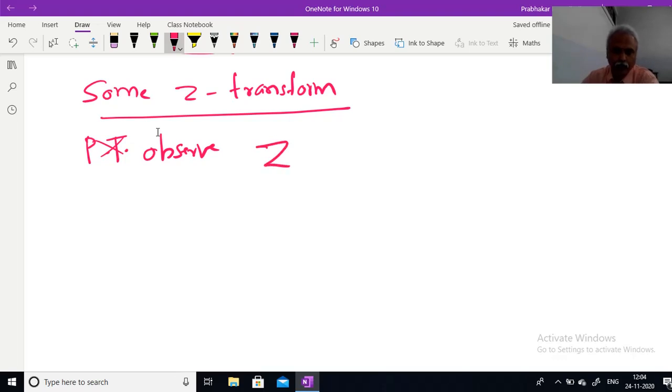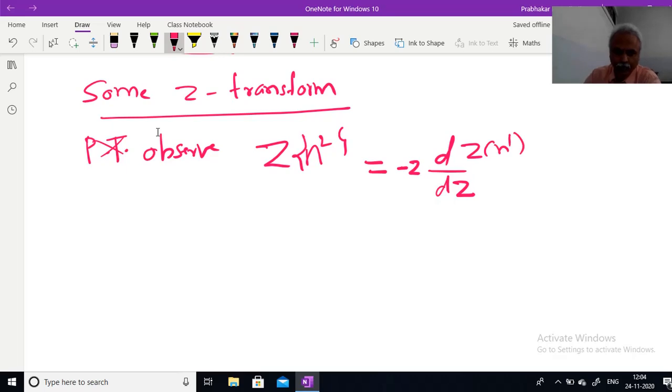Suppose I want to find the z transform of n square. I can connect it to the z transform of n raised to 1. So z transform of n square is connected to z transform of n raised to 1. Via the connection, if you differentiate this with respect to z and multiply by minus z outside, both will be equal. If it is 2, it is 1. Z transform of, suppose, n cube.